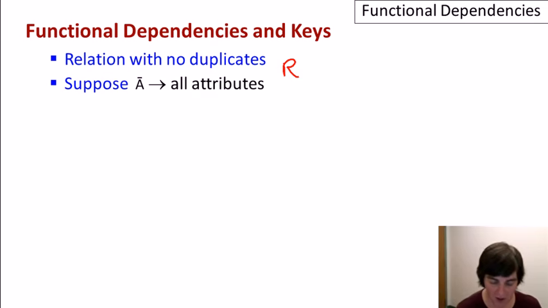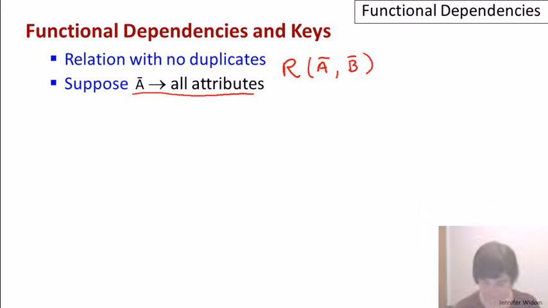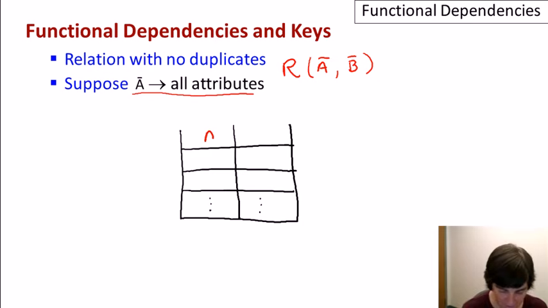Let's suppose we have a relation R, and R has no duplicate tuples. R has some attributes A, and it has some other attributes, let's call those B. And let's suppose that we have a functional dependency that A determines all of the attributes in the relation. Now let me draw a picture of that. So here's our relation R with attributes A and attributes B. And now let's suppose that we have two tuples with the same values for A.